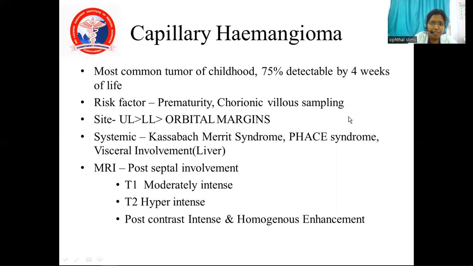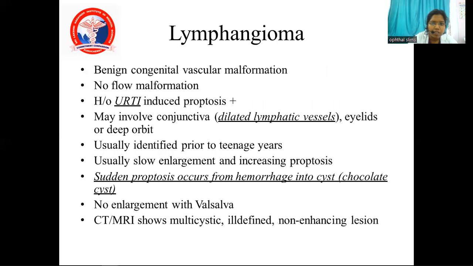The systemic associations with capillary hemangioma are Kasabach-Merritt syndrome and PHACE syndrome. Visceral involvement can be there, and it is seen in association with the liver. MRI will show a post-septal involvement. The T1 image will show moderate intensity, whereas the T2 weighted image will show hyperintensity. And there will also be post-contrast intense and homogeneous enhancement.